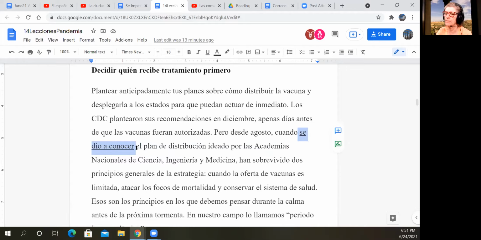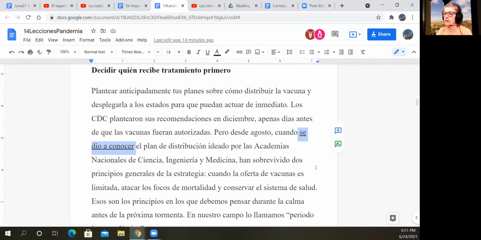Esto me gusta muchísimo. Decidir quién recibe tratamiento primero. Who gets treatment first? En este párrafo. Bien, sí. Desde agosto, cuando se dio a conocer el plan, se dio a conocer. ¿Qué quiere decir? Reflexive, conocerse. Dar a conocer. When this plan was put out there, when it was conceived, made known, proposed, made known, right.